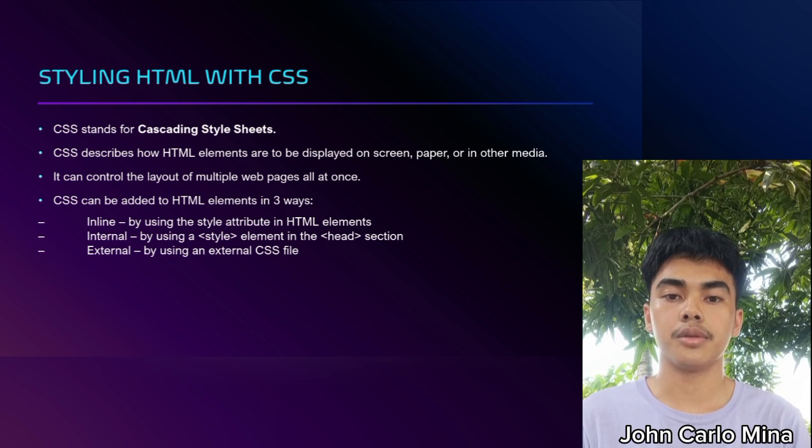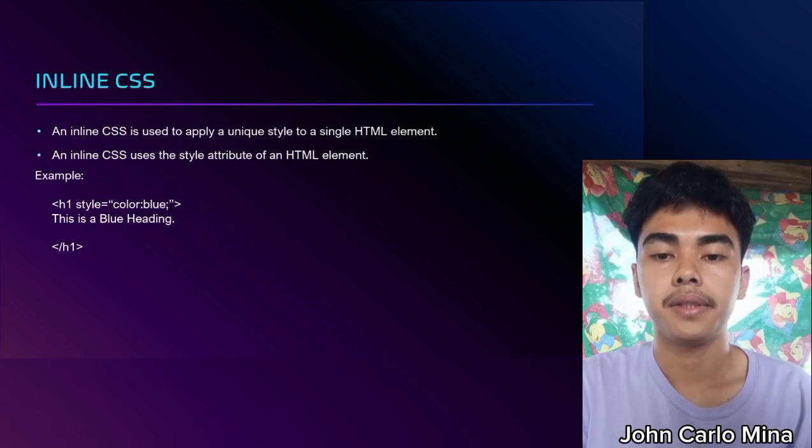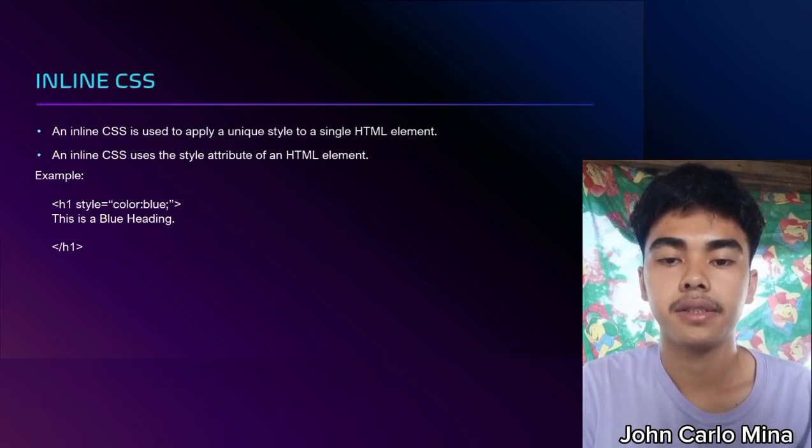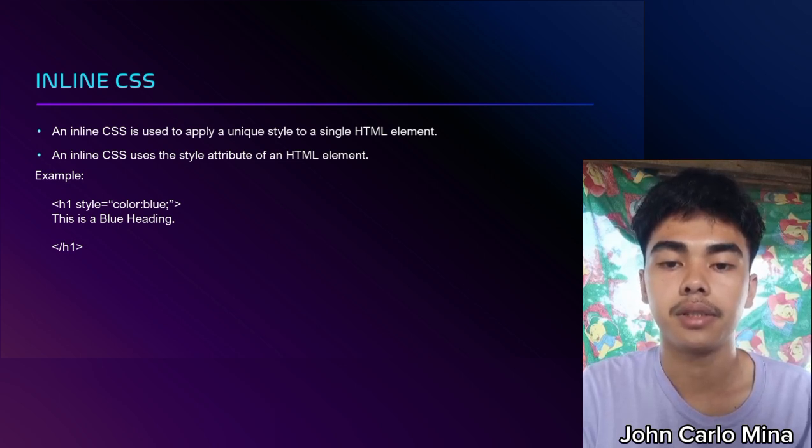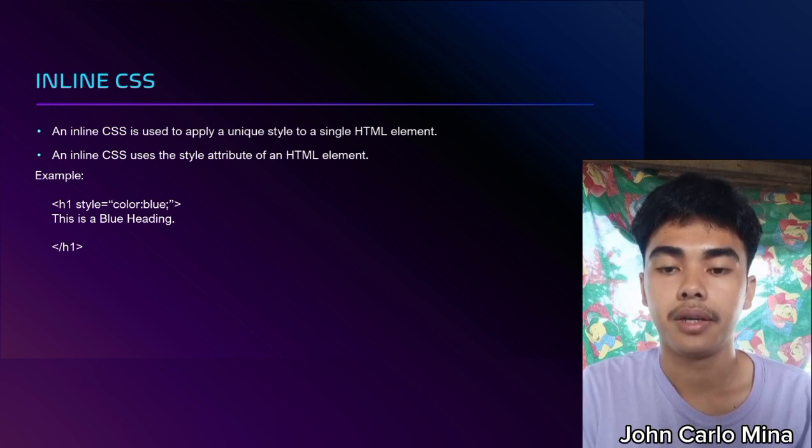CSS allows you to separate the visual design from the structure of your content, making your HTML easier to maintain and your web page more visual in appearance. Inline CSS. An inline CSS is used to apply a unique style to a single HTML element. An inline CSS uses the style attribute of an HTML element. Example: h1 style color blue. This is a blue heading, H1.